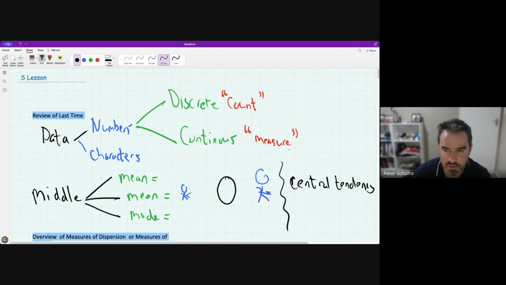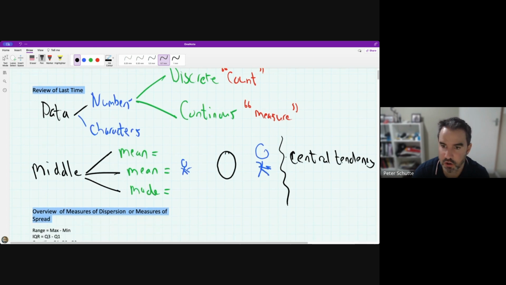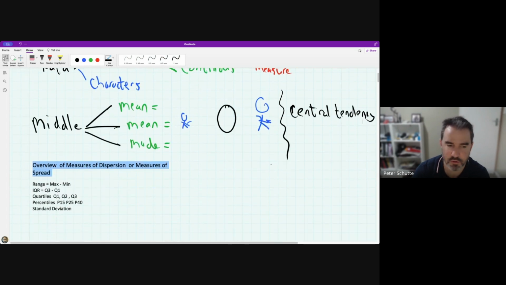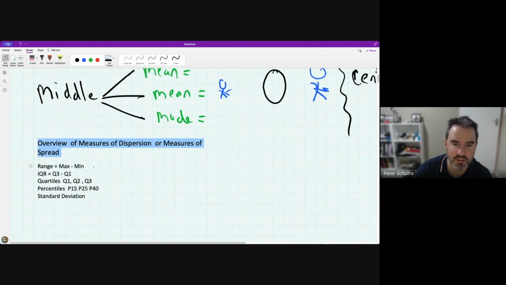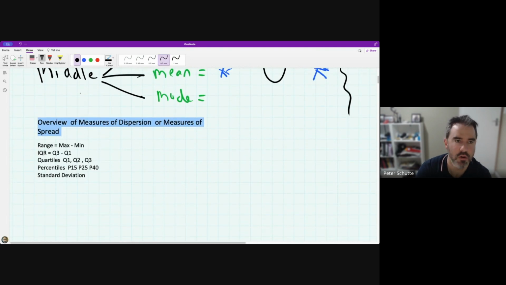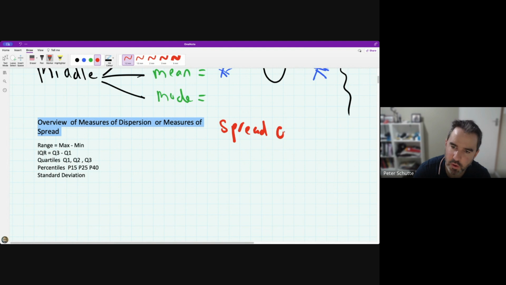Now tonight, we are going to focus not on central tendency, but rather on measures of dispersion or measures of spread. So these mean the same thing. They essentially mean how spread out is the data, and what statistics can we use to help us measure how spread out the data is.